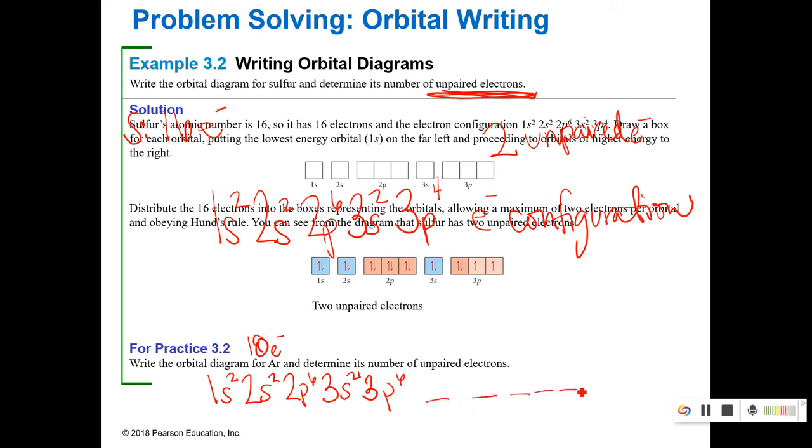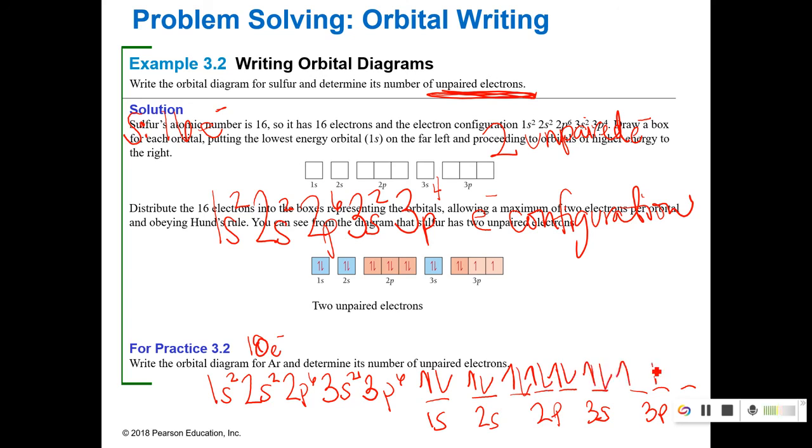Then we draw our orbital diagram. 1s, 2s. Notice I do have some space in between my different blocks. That is important, especially if we were in a class where I would have you write things out, because this is an online class, it's going to be a little different. But again, remember, you always go up, up, up, and then you pair. So that one's its orbital diagram. It's got 0 unpaired electrons.